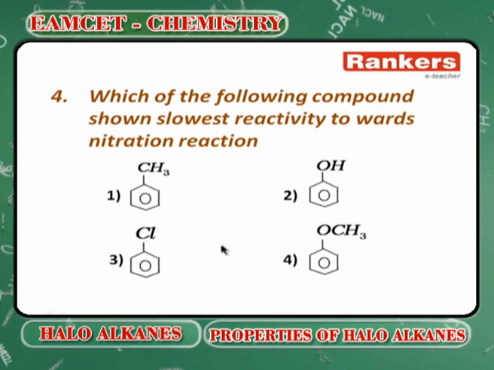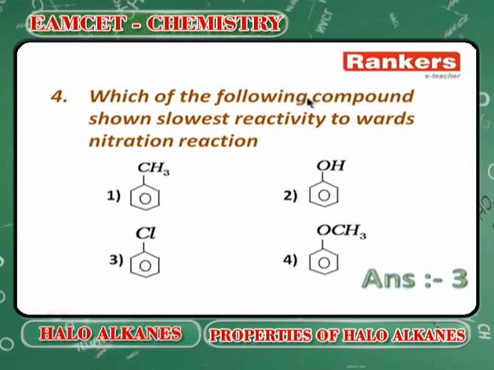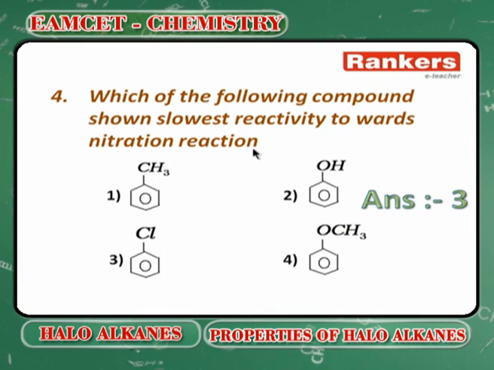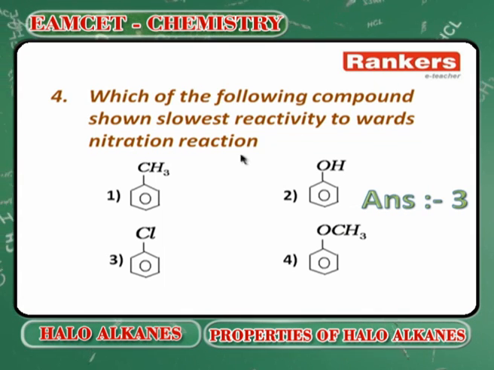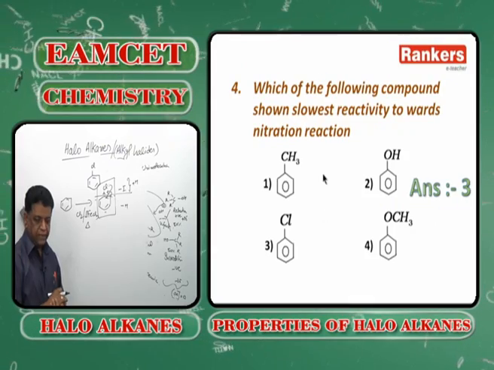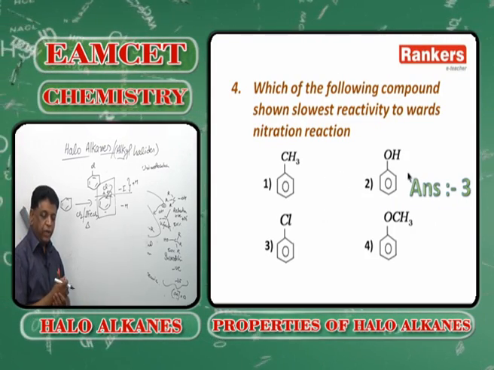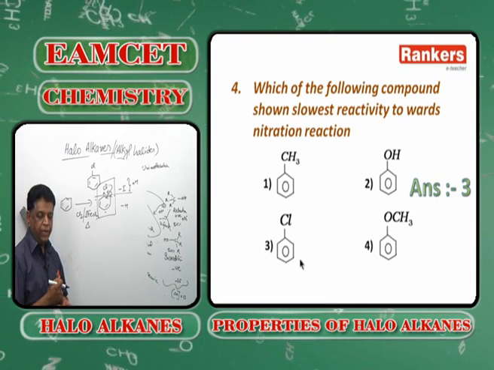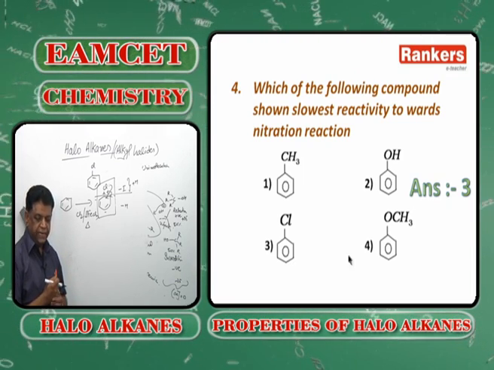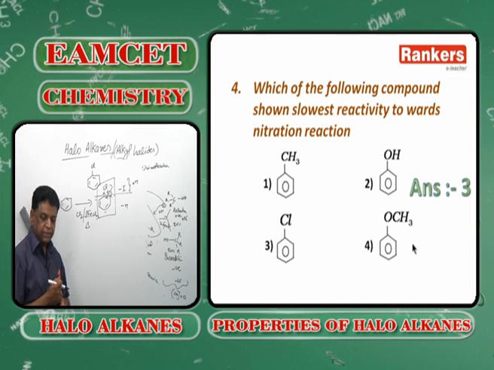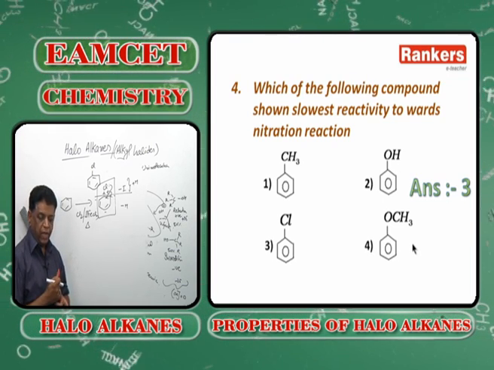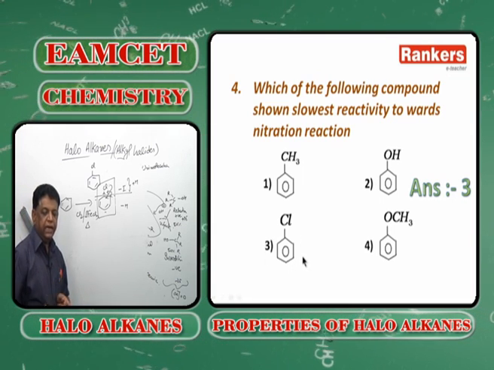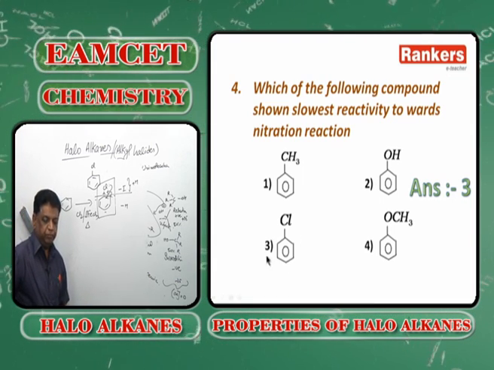Next. Which of the following compounds shows slowest reactivity towards nitration? See here, methyl is a plus hyperconjugation, reactivity increases. Phenol, second one, OH plus M group, reactivity increases. Cl, minus I dominating, therefore, reactivity decreases. OCH3 is a plus M group, methoxy group. O has a lone pair, therefore, plus M. So, therefore, only the third one will be the slow rate. Next.